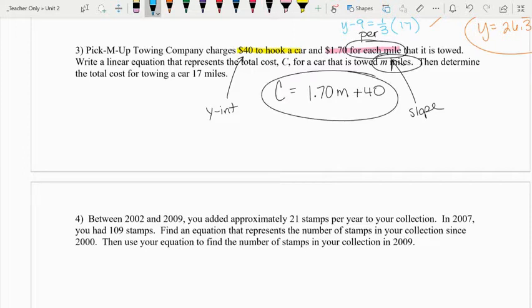So here's my equation, but we need to talk about what it costs to tow 17 miles, right? So if we're going to tow it 17 miles, that means we are going to plug in 17 for M. And if we take 17 times 1.7, we get 28.9. And if we add that to 40, we end up getting $68.90. As long as you put the dollars on it, I'm okay. You can say it is the cost after towing a car 17 miles, but I'm okay with just writing that.